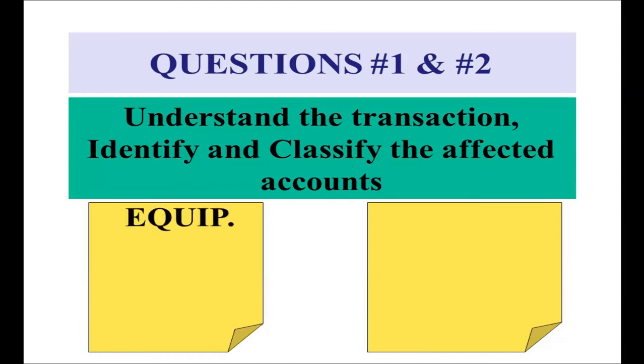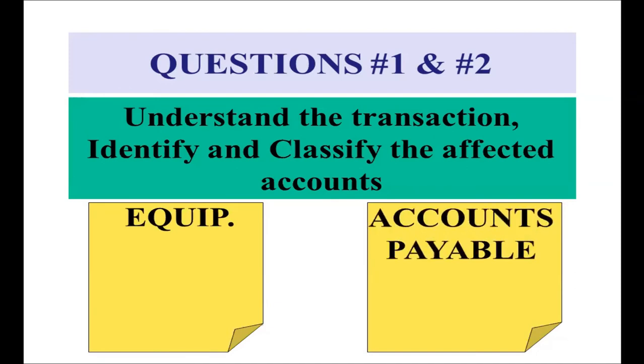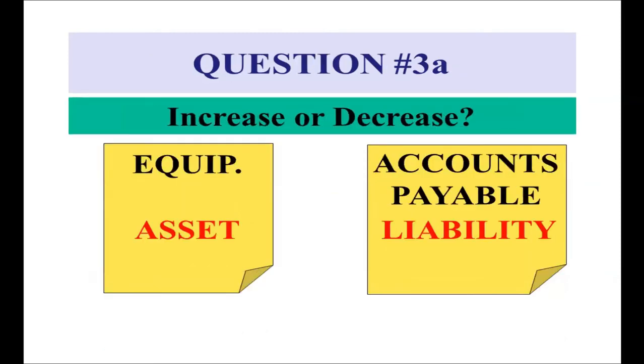So now let's understand the transaction. We identify and classify the affected accounts. We have the equipment account, and we have the accounts payable, which is our liability. Equipment is a type of asset. Accounts payable is a type of liability. So question number 3: what happened to our equipment and accounts payable? Does it increase or decrease?